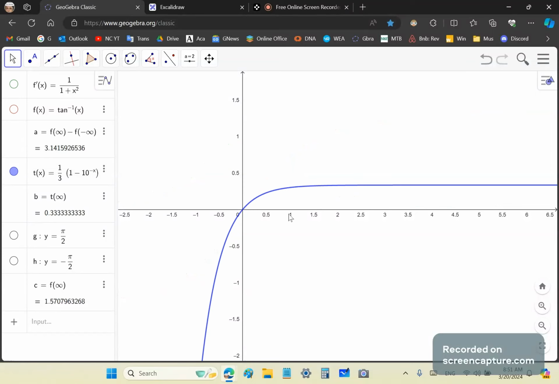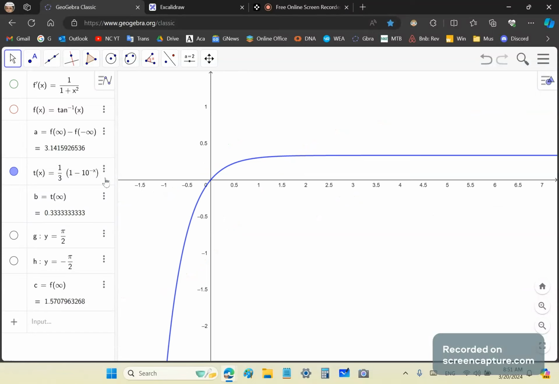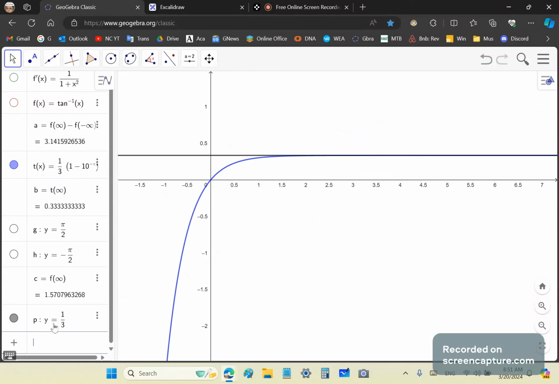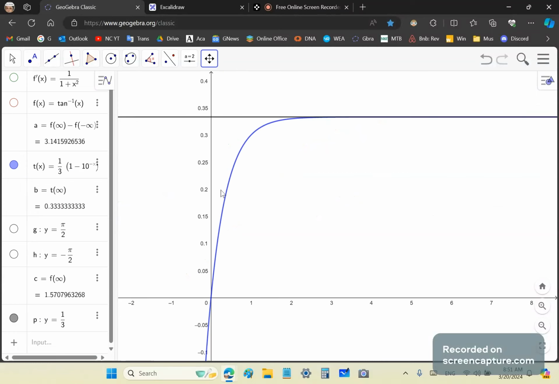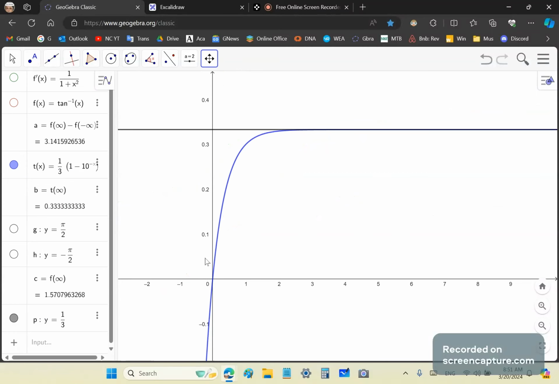Take a look at this curve. This curve here is this particular function, 1/3 times 1 minus 10 to the minus x. This has an asymptote at y equal to a third. It doesn't ever touch it. Now, the absolute morons, my intellectual inferiors in the mainstream who are mathematics professors and teachers, will tell you that you can put t of infinity there and you'll get 0.333 with endless threes. That's absolute rubbish. That's just not possible.